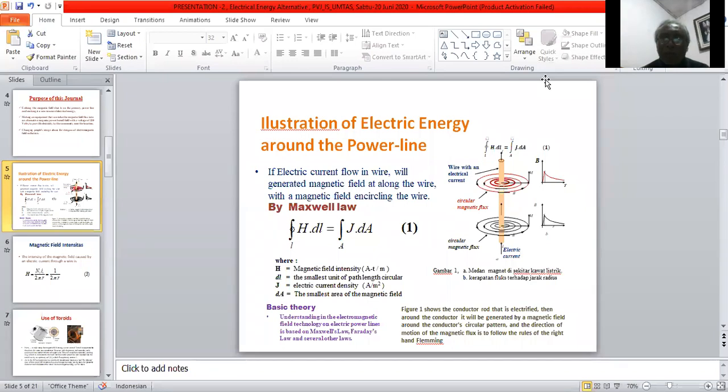We look at figure 1. By Maxwell law, if electric current flows in a wire, it will generate a magnetic field along the wire with the magnetic field encircling the wire. We can see in figure 1 the conductor with current flowing in it.